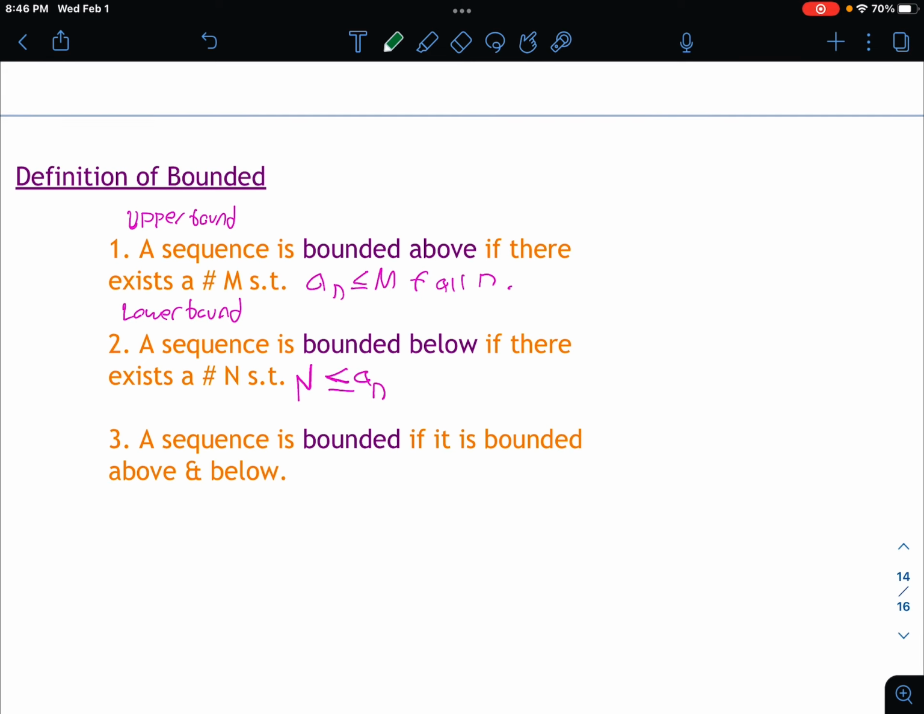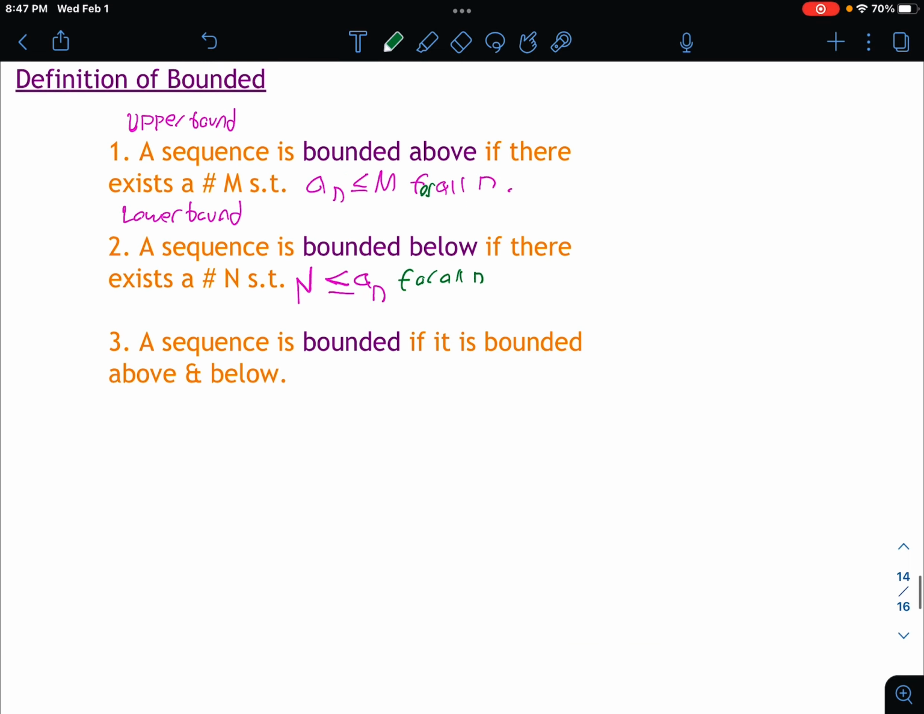All right, this is the second to last slide. I know it says 16, but we have one last one. This is the definition of a bounded sequence. A sequence is bounded above if there exists a number m such that a sub n is less than or equal to m for all n. That's called an upper bound. A sequence is bounded below if there exists a number n such that n is less than or equal to a sub n for all n. And a sequence is bounded if it is bounded above and below. This is the definition of bounding: your function is always smaller than some number.